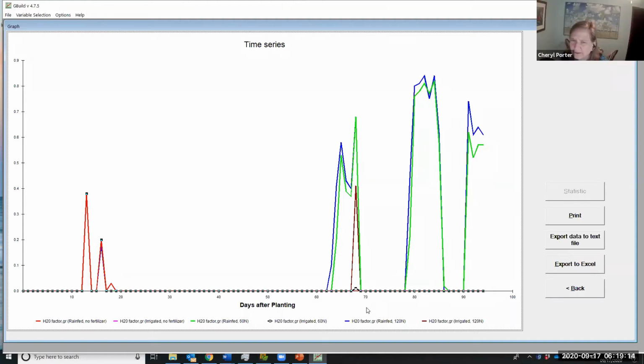So again, this goes back to the supply and demand. The higher nitrogen treatment has more biomass and therefore more demand for water.